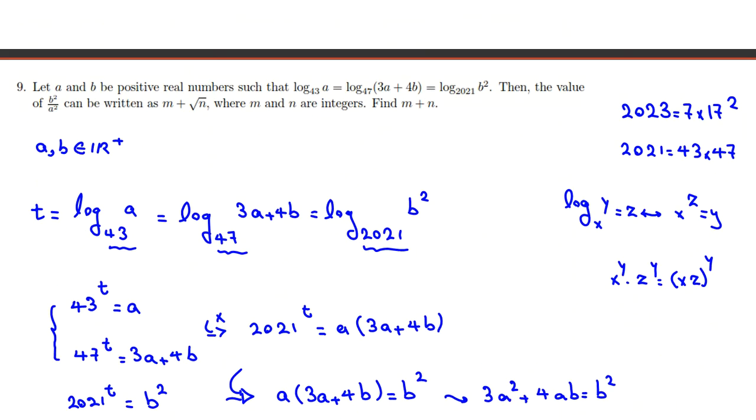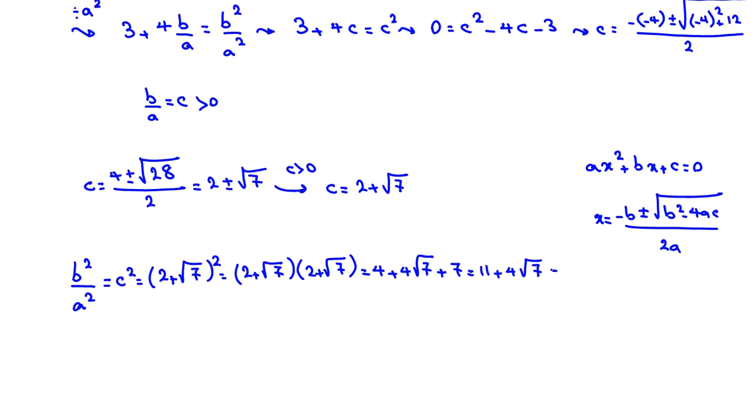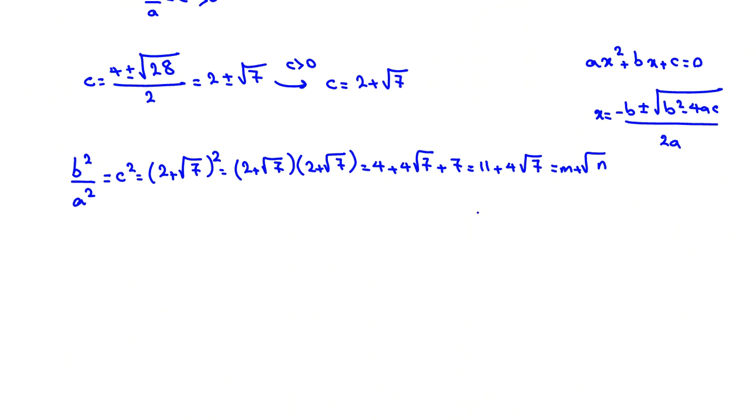The problem says you should write it in terms of m plus root n, where m and n are positive integers. So here I write it as 11 plus, we take the 4 inside the square root as 16, so the square root of 16 times 7 equals m plus root n. It will be 11 plus the square root of 112. So we found m and n are what? m is 11 and n is 112.